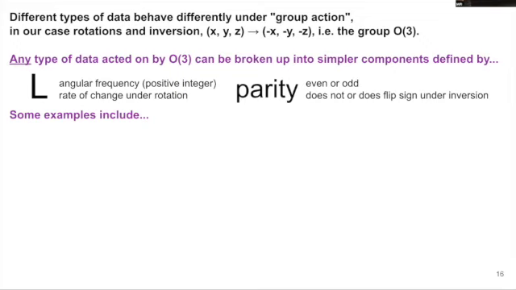So what's really neat is that no matter what your data is, if it transforms predictably under rotation and inversion, I can always break it up into pieces that can be described by two numbers, an angular frequency and a parity. So angular frequency, basically how quickly does the data change when I apply a rotation, and parity, if I invert space, x, y, z goes to minus x, minus y, minus z, does it flip sign or not? So any data, no matter how complicated of a function you've learned.